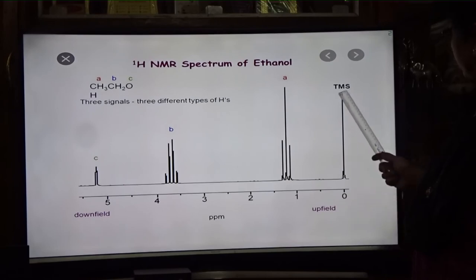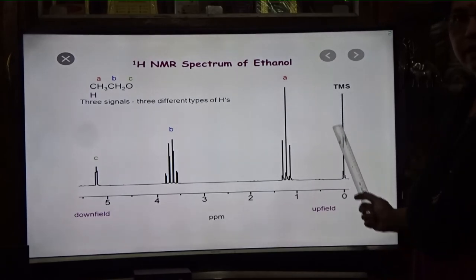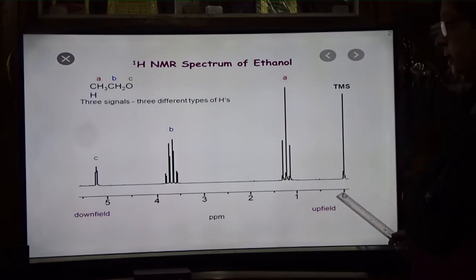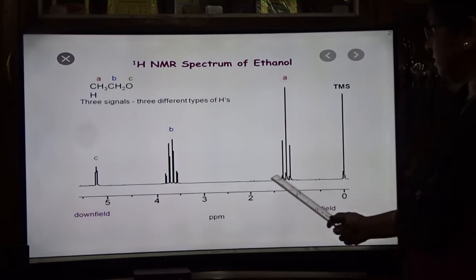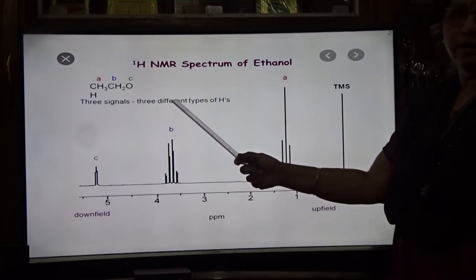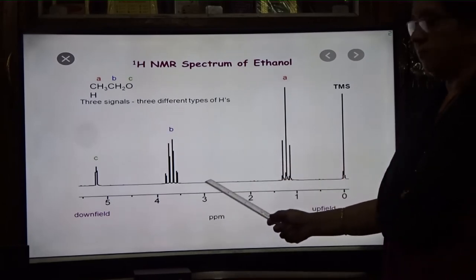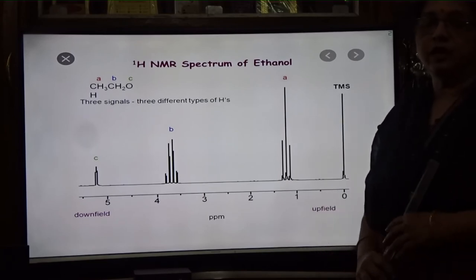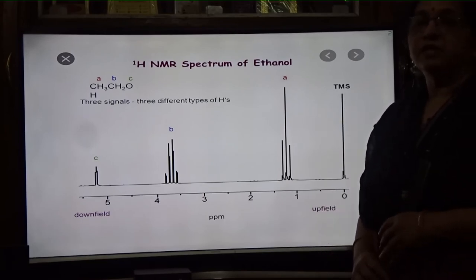zero delta or ppm. You are getting a sharp, single signal of TMS. This is important: at zero you are seeing the TMS signal, upfield, and in reference to this all other signals are at different delta and ppm values, but the TMS signal is zero. So that is the condition it is fulfilling. TMS is fulfilling that it has a signal at zero.